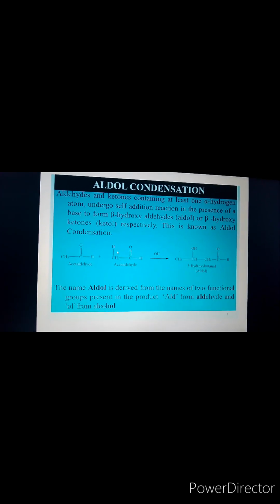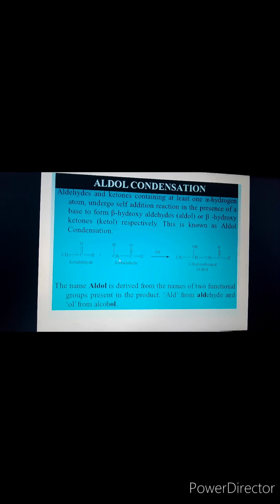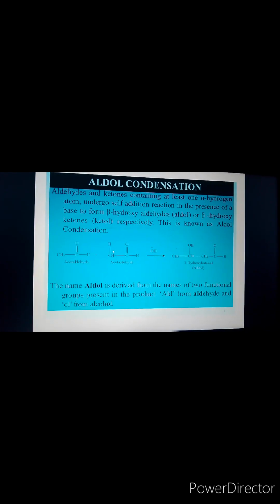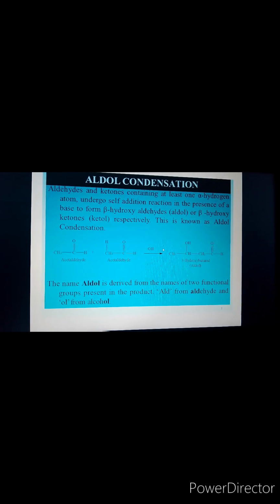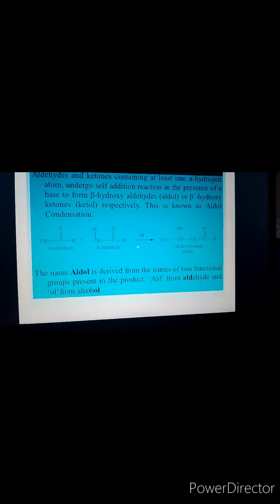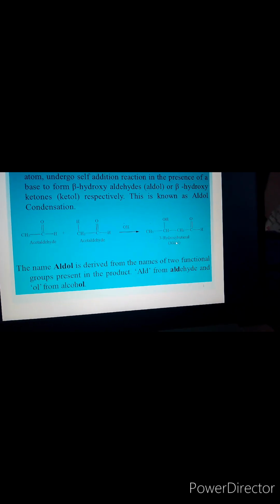See the reaction. This is the structure of acetaldehyde, CH3 C double bonded O H, and this is the second molecule. In the second molecule, the CH3 is written as CH2H. When this reaction is carried out in presence of OH, this O and this H combine and form the product. See in product, this CH3 is as it is, this bond breaks and this O forms OH, and then this H and this CH2 combine, and here they form 3-hydroxybutanol.